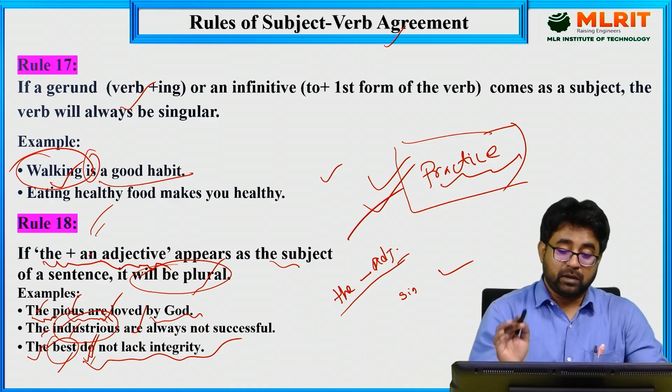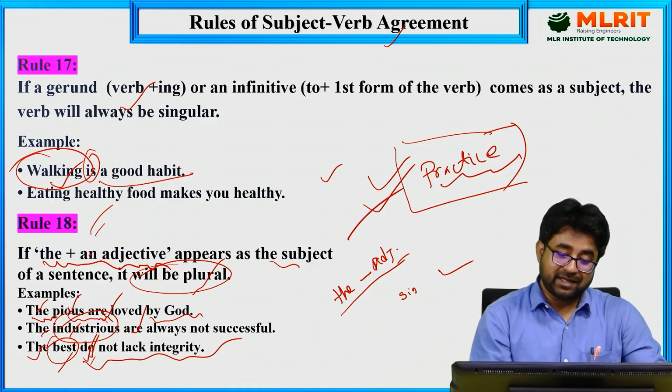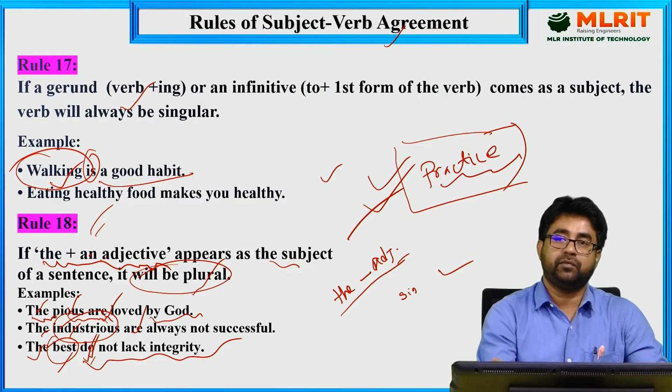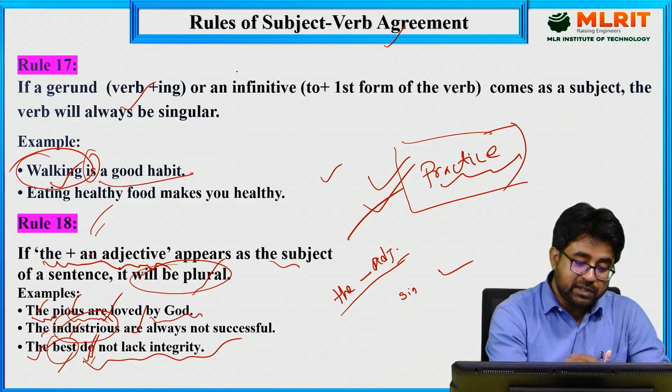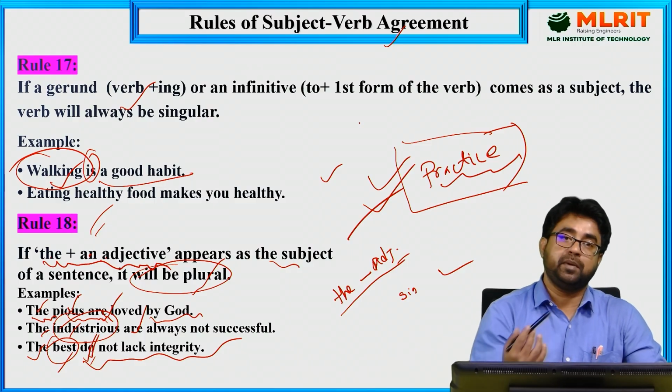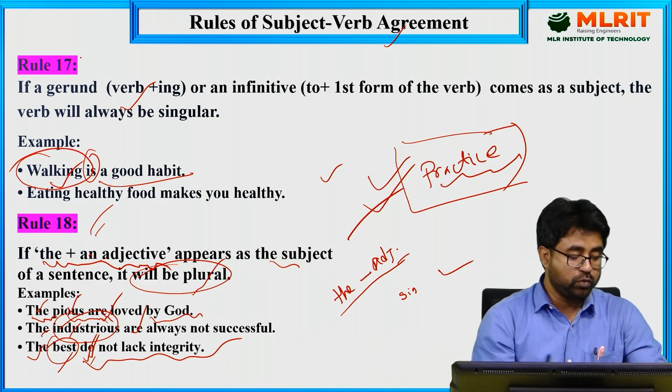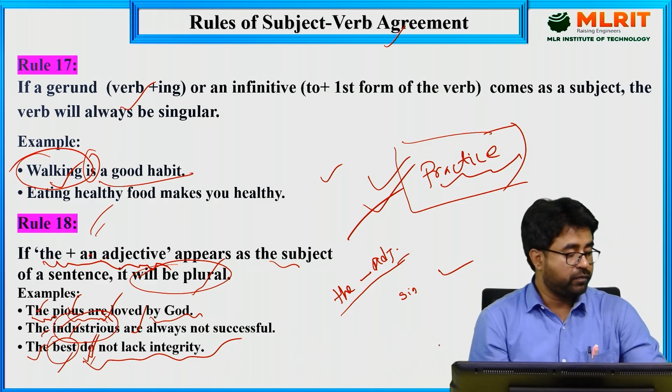Now, how do we identify? And there are certain things, it's not that easy. The basic rule is that according to the subject, we have to choose the verb. But then while looking at the subject, there might be many confusions. So that's why these 18 rules. So these are the two main things that we have actually learned from today's lecture.